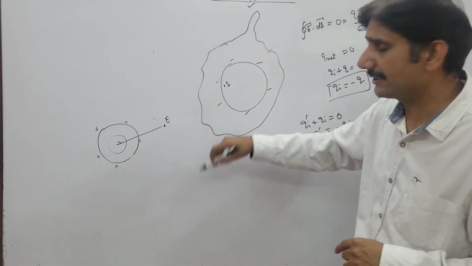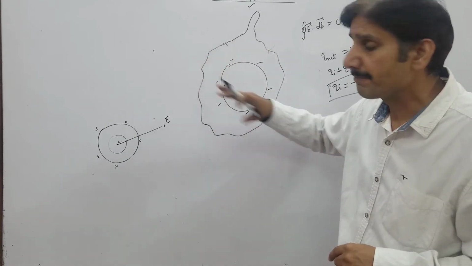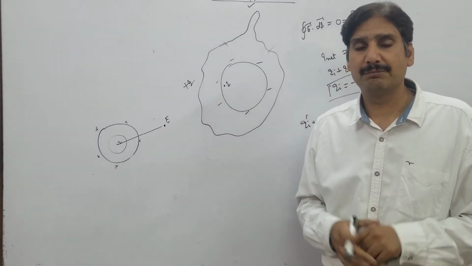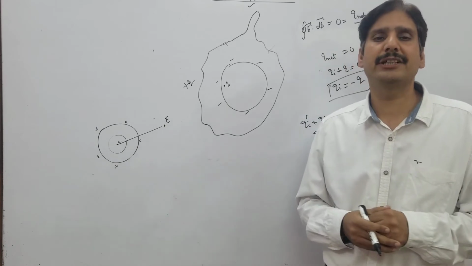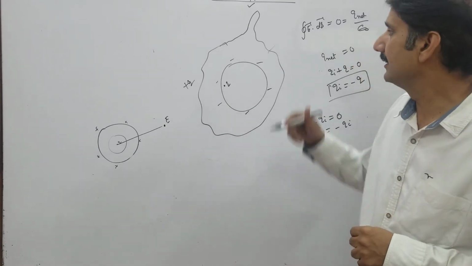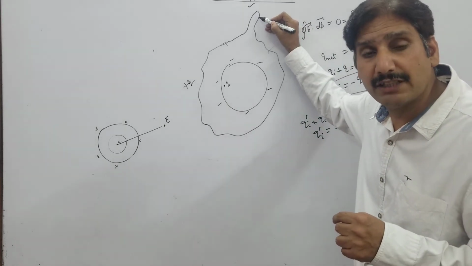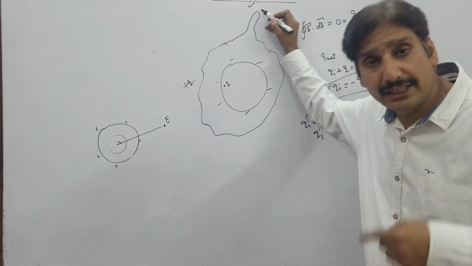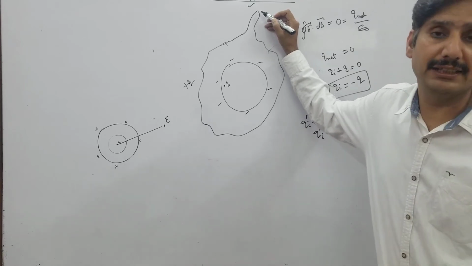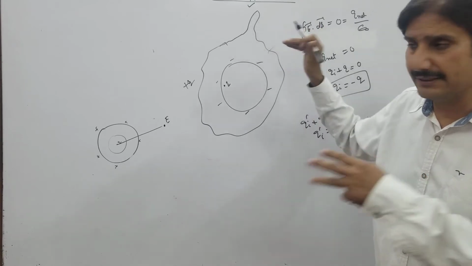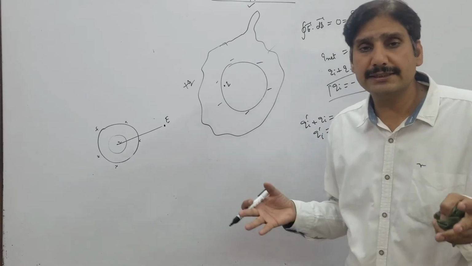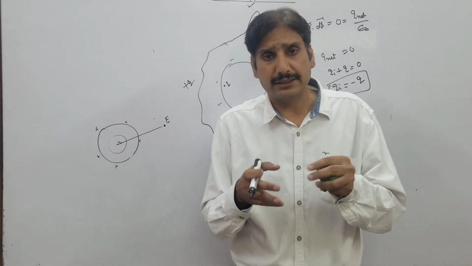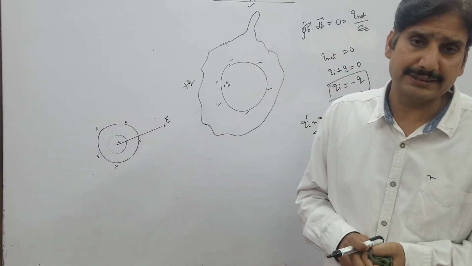But what about the outer surface? The total charge on the outer surface would still be plus Q, but it would not be uniformly distributed now because the portions which have got lower radius of curvature, they'll have higher charge density, as I proved in the earlier part of the lecture. So this is very important about conductors and cavities inside conductors and charge distribution inside and outside those cavities.